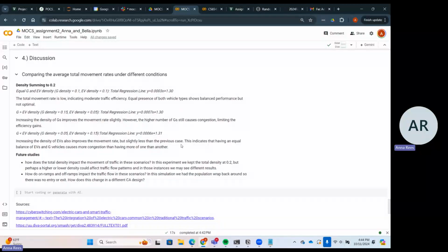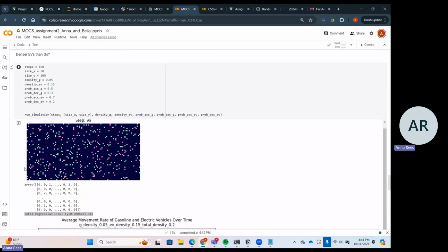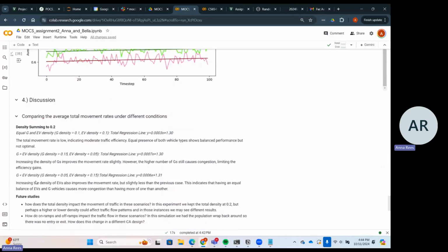In future studies, I'd be interested to know how the total density of the roadway, instead of just 20%, maybe 40% of the road, or if we have a full traffic jam system, how does the density of electric versus gas impact those scenarios? Also, this simulation had no on or off ramps, so no entry points or exit points, so I don't know how those could have impacted this simulation. Also, we had a pretty big highway, a 50-lane highway, so perhaps changing those parameters could change the results of this study as well.